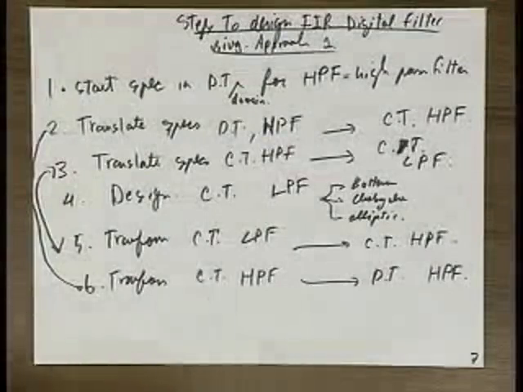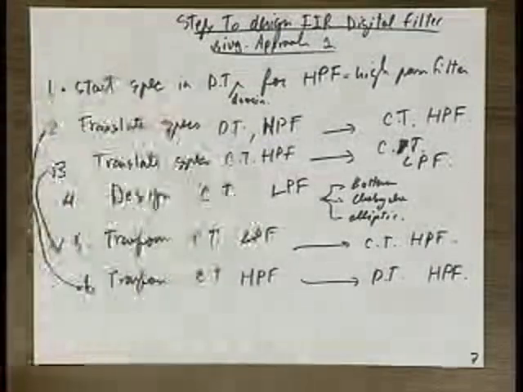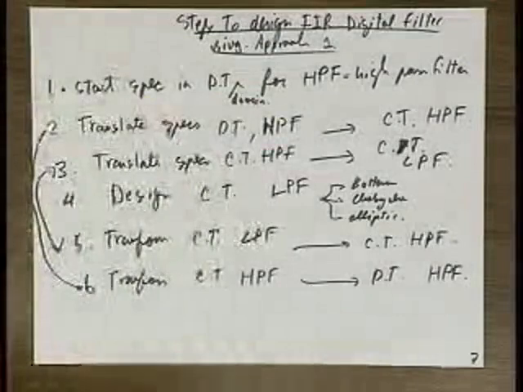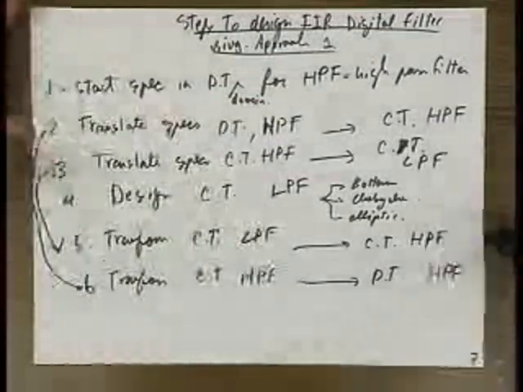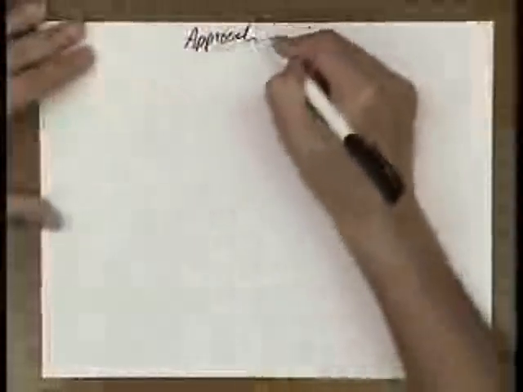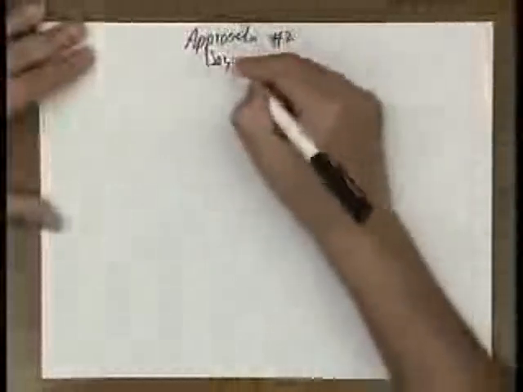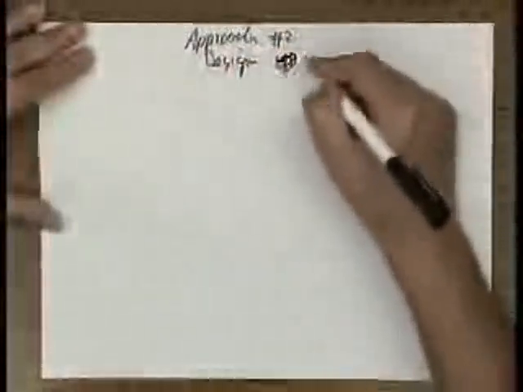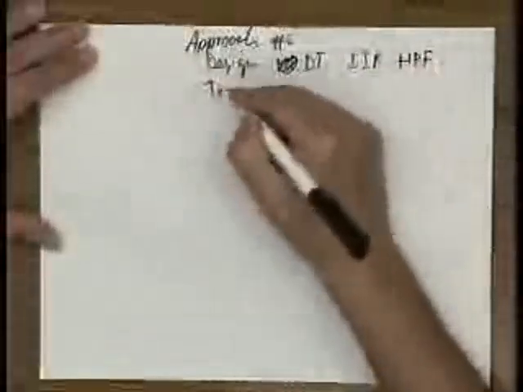Okay, any questions on this? So I'm going to change gears just a little bit and talk about the second approach for doing this problem. The second approach also is a two-step transformation technique, but the two steps are slightly different. So I call it approach number 2 to designing a discrete time IIR high-pass filter using transformation.